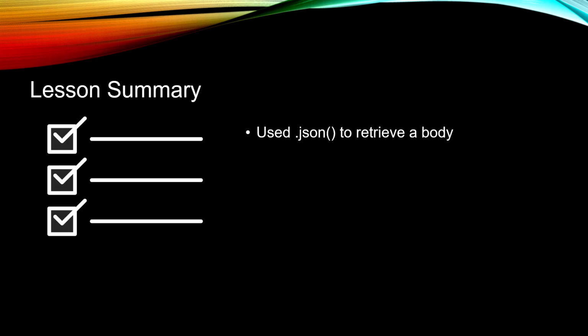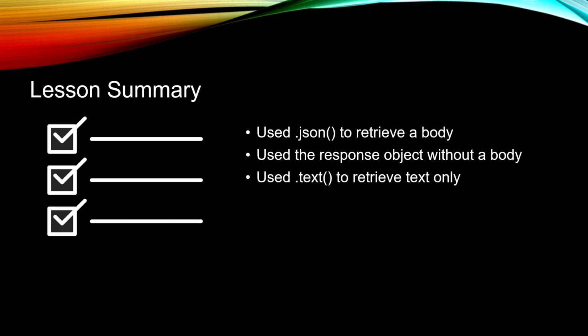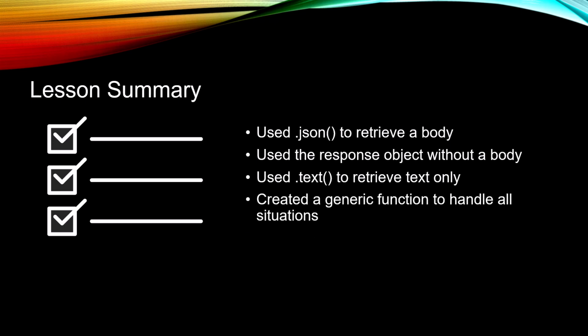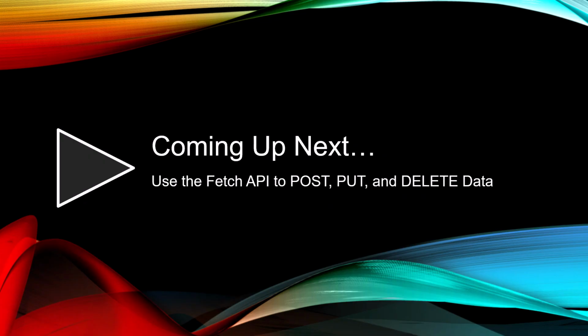In this lesson, we used the .json method to retrieve the payload when it has a body. We use the response object when there's no body, and we use the .text method to retrieve text only. We also took a look at creating a generic function to handle all those situations so that you can grab whatever and return a consistent object. Coming up next, use the Fetch API to post, put, and delete data.